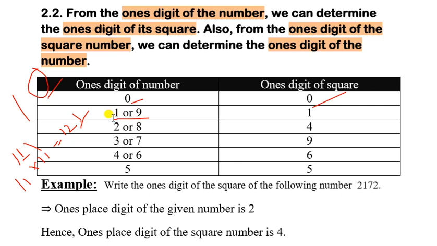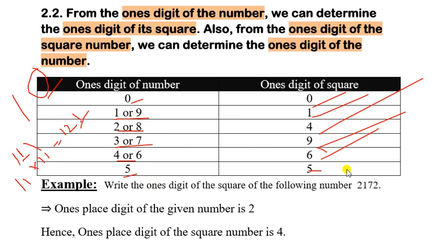When the one's place digit is 1 or 9, in the square number it will be 1. At the same time, when the one's place digit is 2 or 8, in the square number the one's place digit will be 4. When in any number the one's place digit is 3 or 7, then in the square number the one's place digit will be 9. In the same way, when the one's place digit is 4 or 6, in the square number it will be 6 only. And when the one's place digit is 5, in the square number also it will be 5.